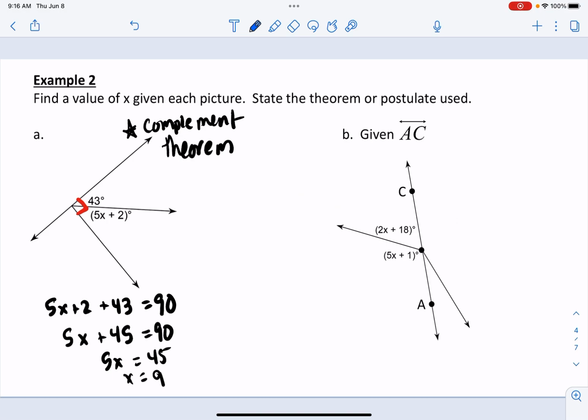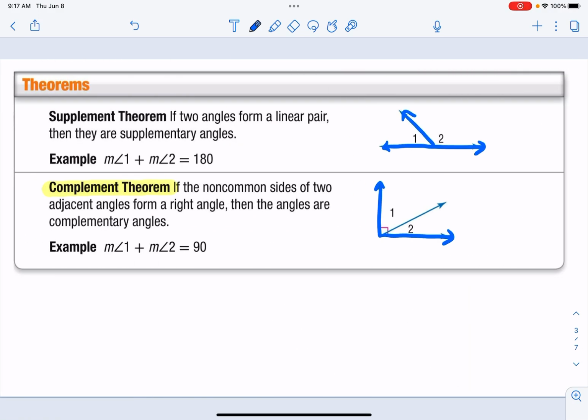Now, example B. We're given line AC. What they're telling me here is that this is a line. Okay, so I have two adjacent angles whose non-common sides make a line. So that means they're a linear pair and supplementary. So 2x plus 18 plus 5x plus 1 equals 180. And the reason for that, again, I'm going to go back to the last slide. That's the supplement theorem.